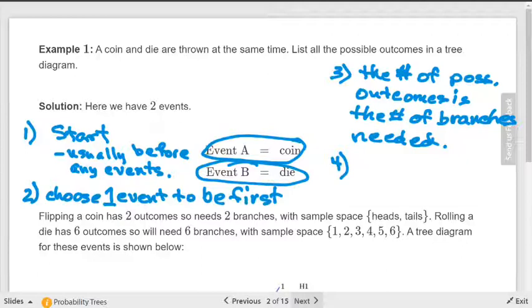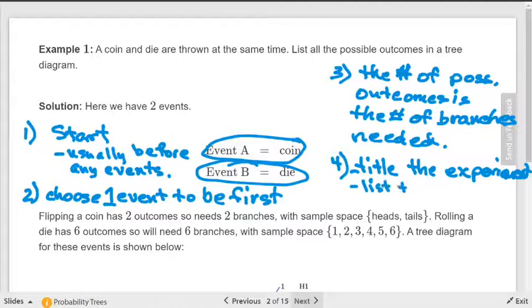Step 4. Now, this one is about organization. They will show this, and it's very important. You need to title the experiment, and you'll see what I mean by that. That's one thing. And list the event.